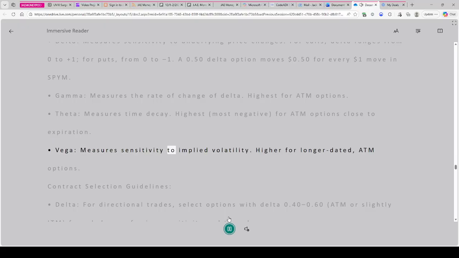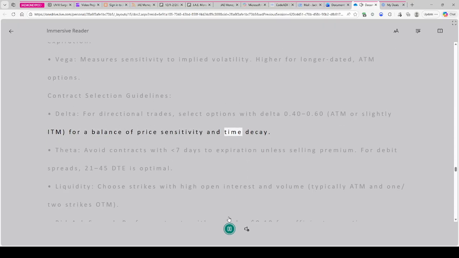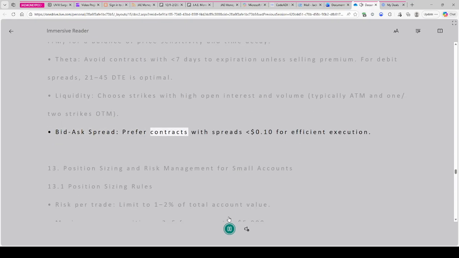Vega measures sensitivity to implied volatility, higher for longer-dated ATM options. Contract selection guidelines. Delta: for directional trades, select options with delta 0.40 to 0.60, ATM or slightly ITM, for a balance of price sensitivity and time decay. Theta: avoid contracts with less than 7 days to expiration unless selling premium. For debit spreads, 21 to 45 DTE is optimal. Liquidity: choose strikes with high open interest and volume, typically ATM and 1 to 2 strikes OTM. Bid-ask spread: prefer contracts with spreads less than 10 cents for efficient execution.